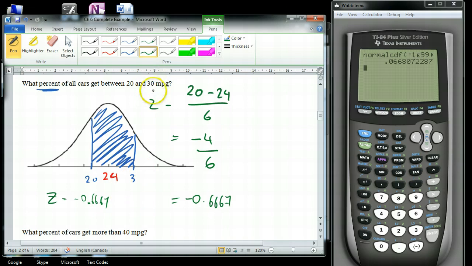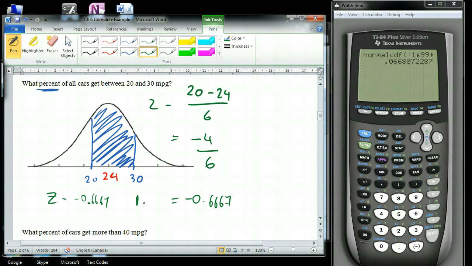30 is easy, because 30 is right at the first standard deviation. So the z-score for 30 is equal to 1. Okay, that's 1 standard deviation.